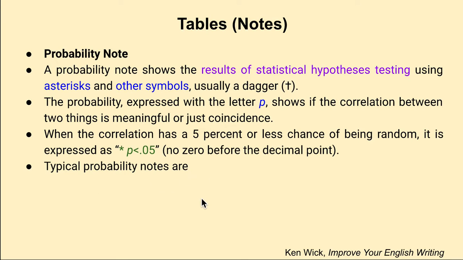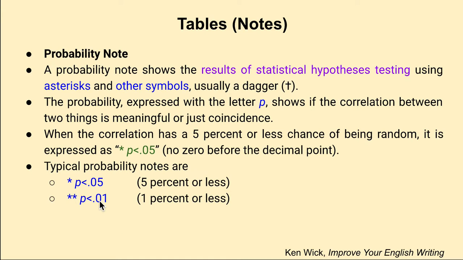And typical probability notes are this: 1 asterisk for 5%, 2 asterisks for 1% or less, and 3 asterisks would mean 0.1% or less. You're probably going to see a lot of 1 and 2 asterisks, probably the most common ones you'll see if you have probability notes, but that's just some short discussion on probability notes.